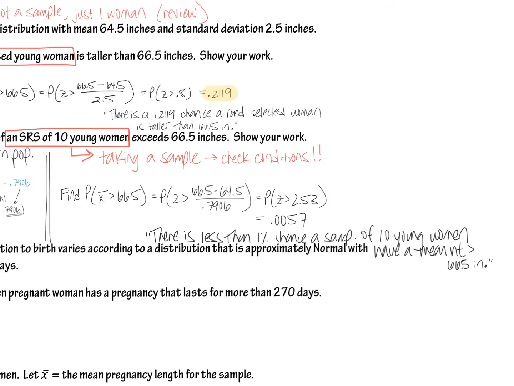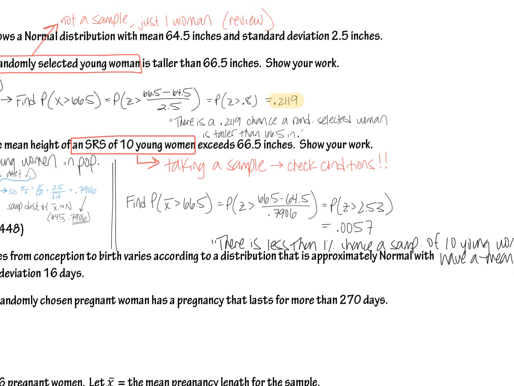So notice I made another change here. I'm trying to find the probability that the mean of the 10 young women, so I put an X bar there, so make sure you catch that. It's different from the X that we have up here because that was just one person. Here the mean is greater than 66.5. Almost the same exact calculation, except I'm using this standard deviation here instead of the individual standard deviation.